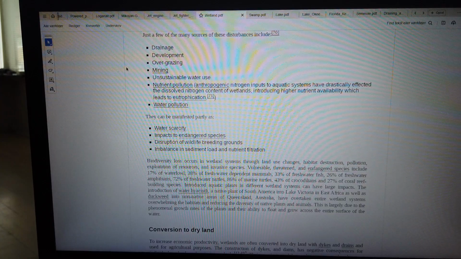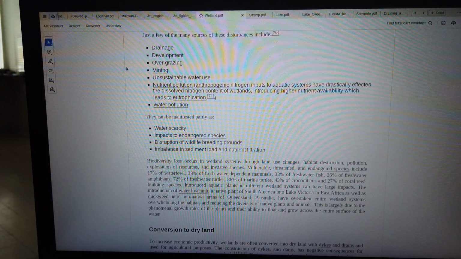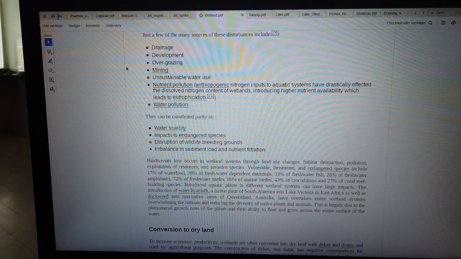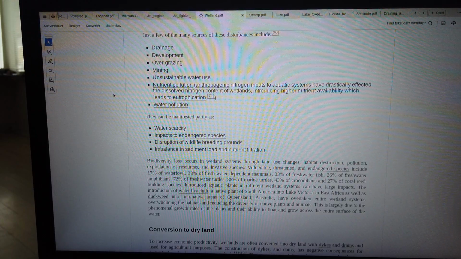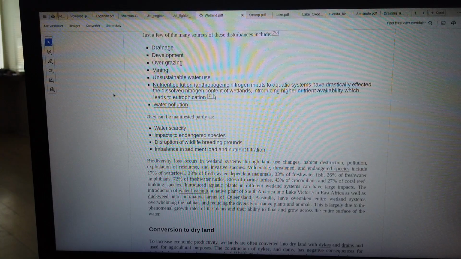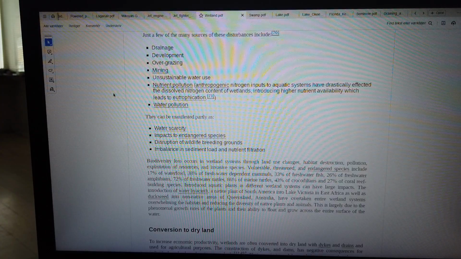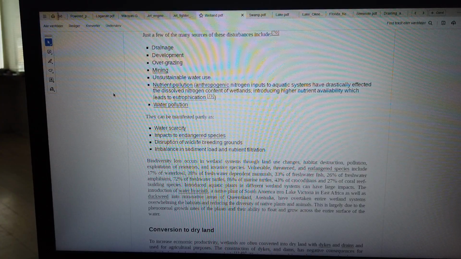Development, overgrazing, mining, unsustainable water use, nutrient pollution. Anthropogenic nitrogen inputs to aquatic systems have drastically affected dissolved nitrogen content of wetlands, introducing higher nutrient availability, which leads to eutrophication.